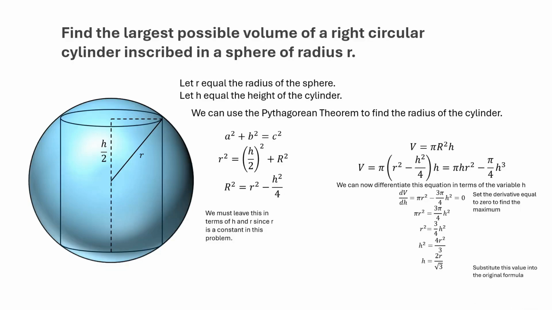We can then substitute this value into the original expression for volume. We cancel the 4 in the above expression, so we get r squared minus r squared over 3 in the parentheses. We can subtract these two values and cancel like terms, so we get 2r squared over 3. Finally, we can multiply out all the values to get 4 pi r cubed over 3 root 3. This was a fun problem to solve.